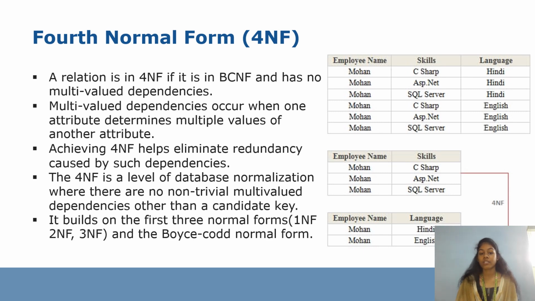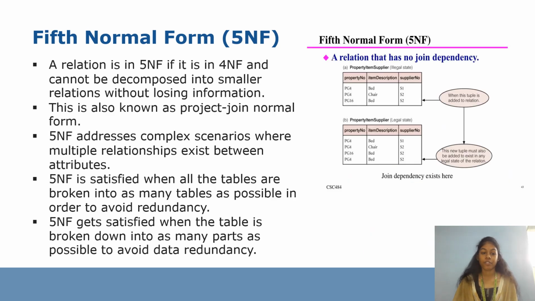It builds on the first three normal forms, 1NF, 2NF, 3NF, and the Boyce-Codd normal form. Here the fourth normal form builds on the first three normal forms, which are one normal form, two normal form, three normal form, and also the Boyce-Codd. This is the example of the fourth normal form. Here we can see the table of the fourth normal form: employee name, skills, and language, and this is the conversion of the fourth normal form where we can see a table of employee name and skills, and another table of employee name and language. And this is the fifth normal form.